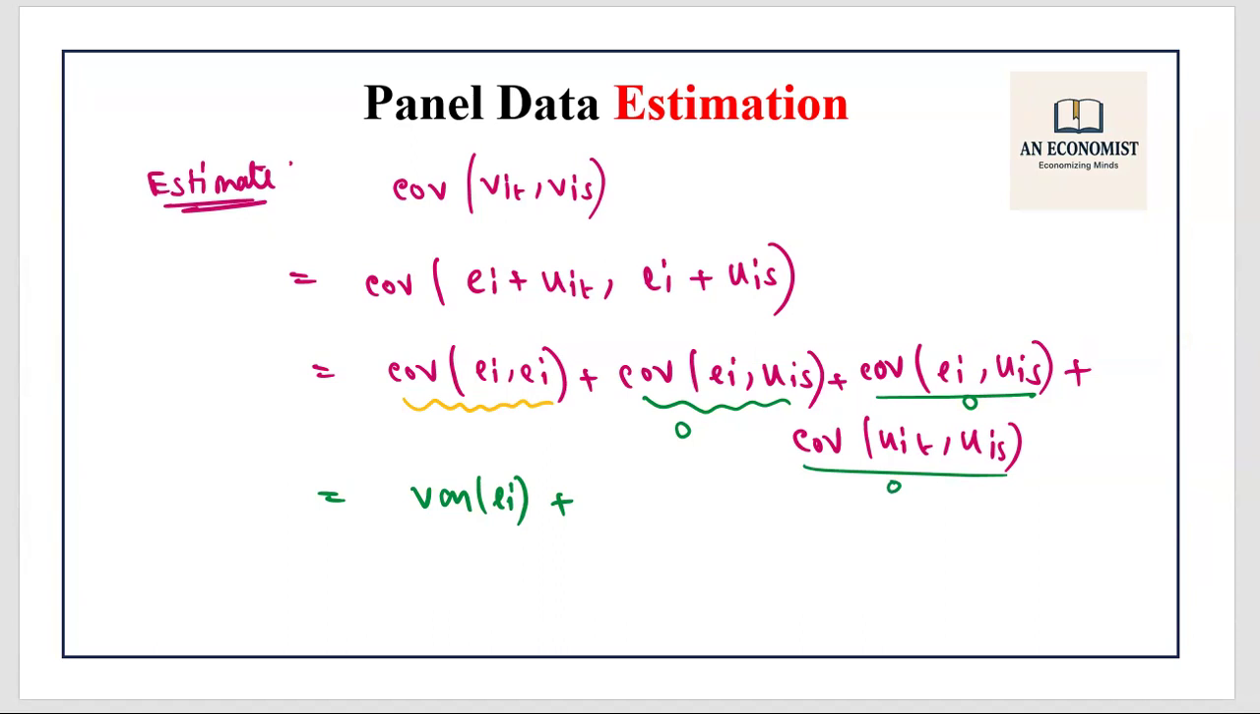So this idiosyncratic error term is IID. They are independently and identically distributed with mean 0 and variance sigma u squared. So this is also 0. The error terms are serially uncorrelated, basically. So this will be only sigma e squared. So this is the covariance.